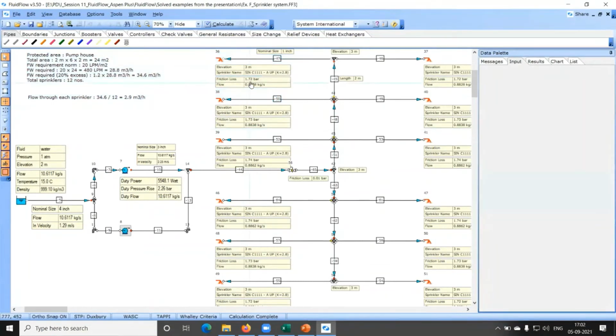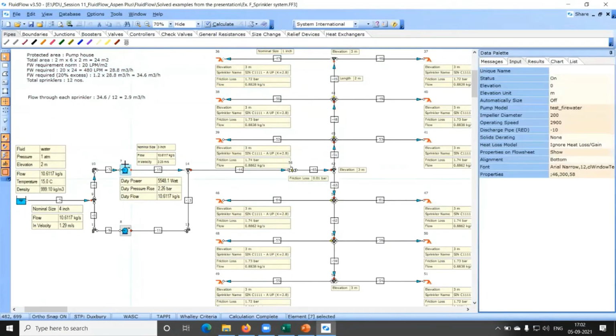If you are getting something like say 1.2 bar gauge upstream of the sprinkler, then we have to go for a bigger capacity pump. Flow rate will be same, but the head would be bigger. So maybe the higher impeller size we need to go for, right? So this kind of information you can take out from FluidFlow software.